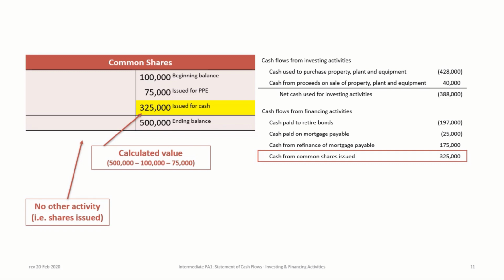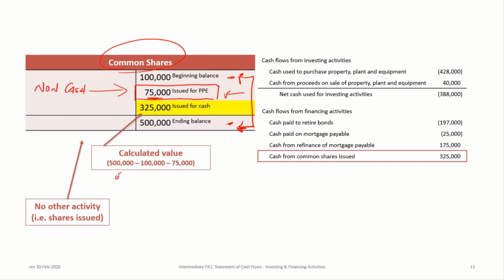To determine the amount of cash generated or used for common shares, we have to do an account reconstruction for our common share account. We have a beginning balance of $100,000 and an ending balance of $500,000. Recall that in the account reconstruction for property, plant, and equipment, there were shares issued for $75,000, and those shares are a non-cash transaction. What they do is they increase the value in the share account, and we have to make sure that we include that.